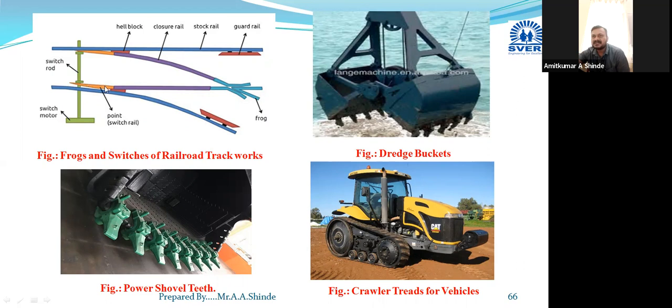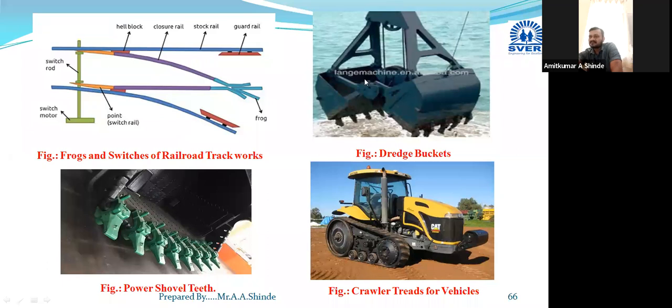When you are changing the track here, this is the switch. This is the switch rail point, and this is the frog. Are you understanding this? This is the frog and this is the switch. So these are frogs and switches, and these are manufactured with Hadfield steel.